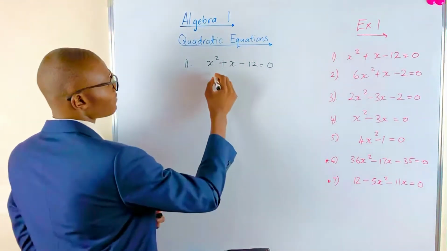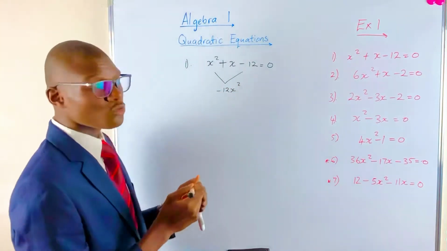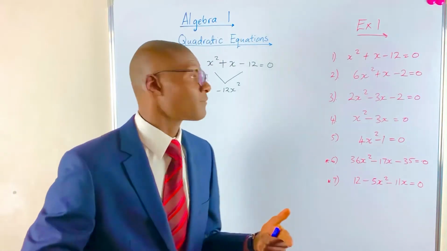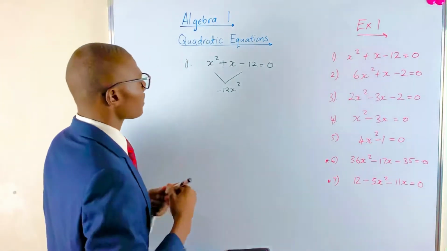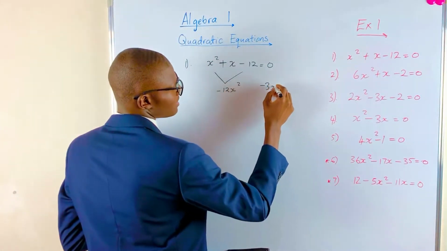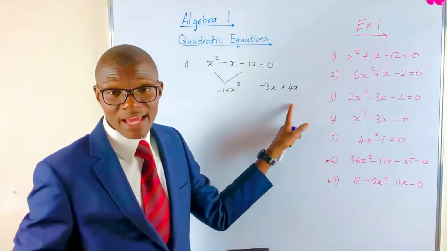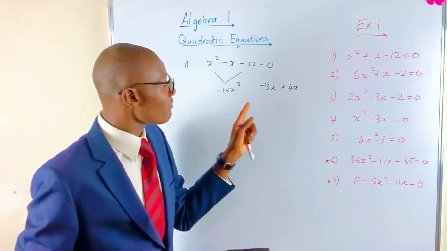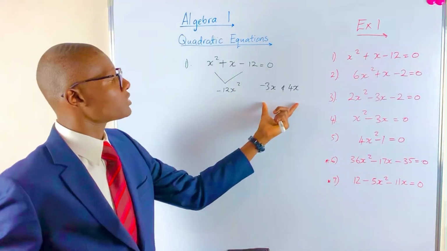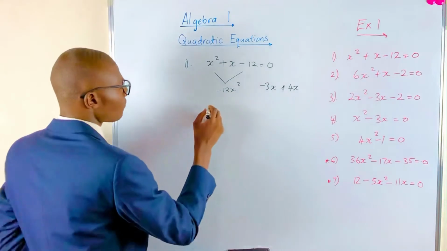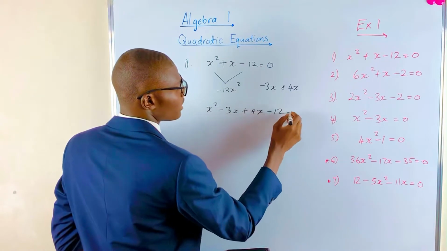We say you multiply the first term and the last term, and then you get your minus 12x squared. And then you look for two factors that when you multiply them, they give you minus 12x squared, and when you add them, they give you an x. This would be minus 3x and 4x. If you say minus 3x times 4x, you get a minus 12x squared. And when you say minus 3x plus 4x, you get an x. So in place of x, we shall now put minus 3x plus 4x, such that we've got x squared minus 3x plus 4x minus 12 is equal to 0.